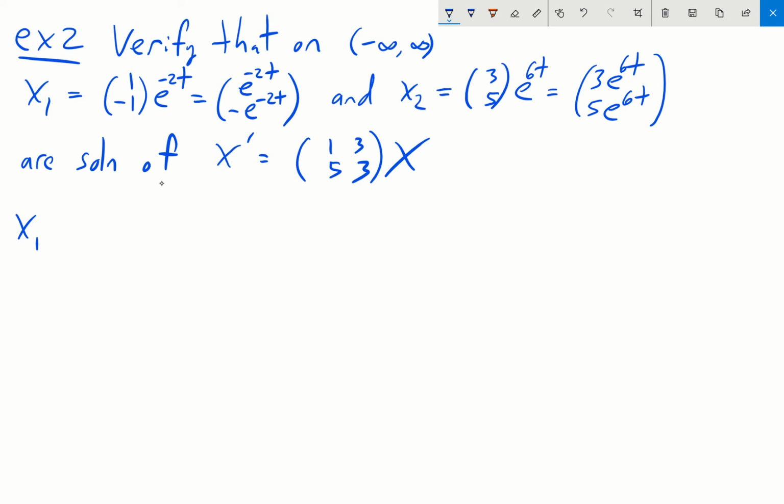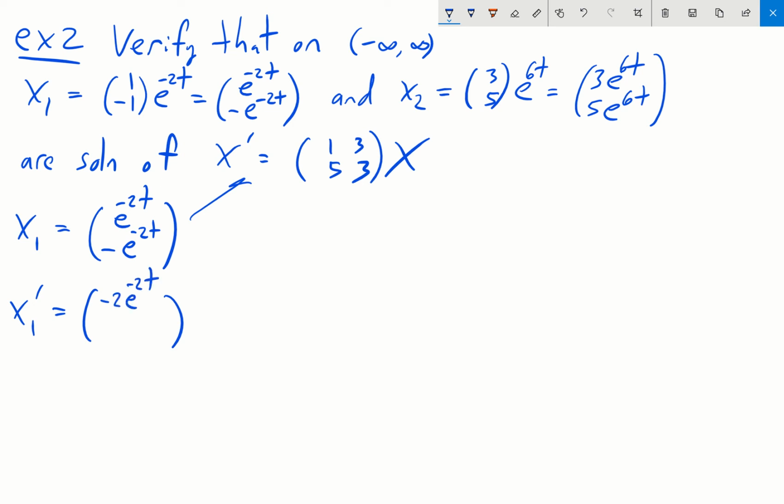So we have our x1 vector, which is e to the negative 2t, negative e to the negative 2t, and we want to plug it into this differential equation. One of the things we're going to need is the derivative of this, and to find the derivative, all you need to do is differentiate each element of this column vector term by term. The derivative of e to the negative 2t is negative 2 e to the negative 2t, and the derivative of this term is a positive 2 e to the negative 2t. Let's go ahead and plug them in.